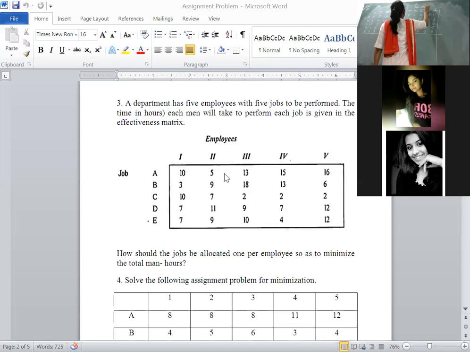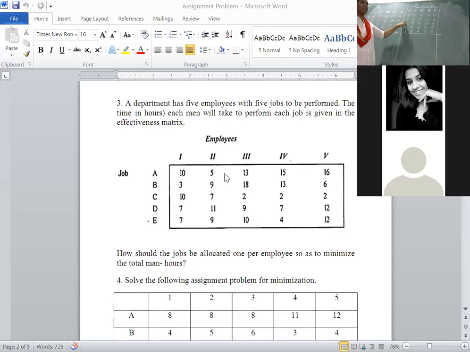If you have any query, please raise your query. Row operation, okay? Already you know how to perform row operation. 5 is the smallest element, 10 minus 5. After that, we have to perform the column operation, correct? Here, no need to perform the column operation because every column has 0. If you observe, the first column has 0, second column, third column, fourth column, fifth column. Every column has 0.